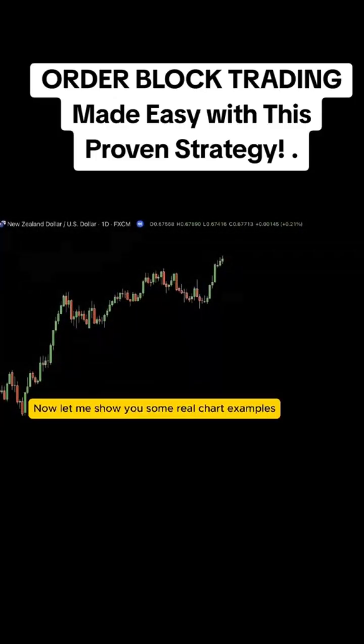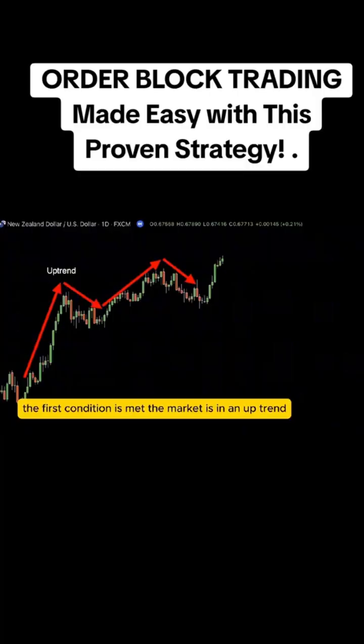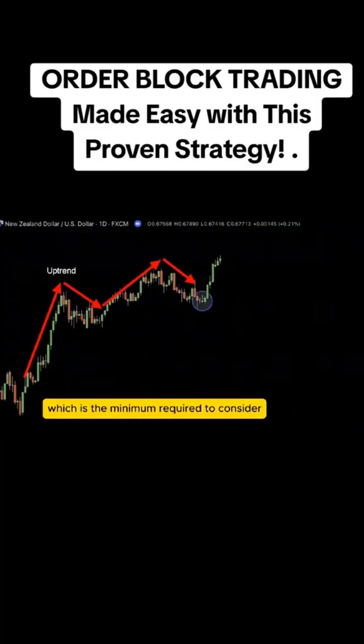Alright. Now let me show you some real chart examples to help you understand how to identify and trade the steady base order block. As you can see here, the market is trending upward before pausing in a 4-candle sequence. The first condition is met, the market is in an uptrend. The second condition is the 4-candle sequence, which is the minimum required to consider the pause as an accumulation. Now, let's analyze the candles to see if they meet the criteria for a valid steady base order block.